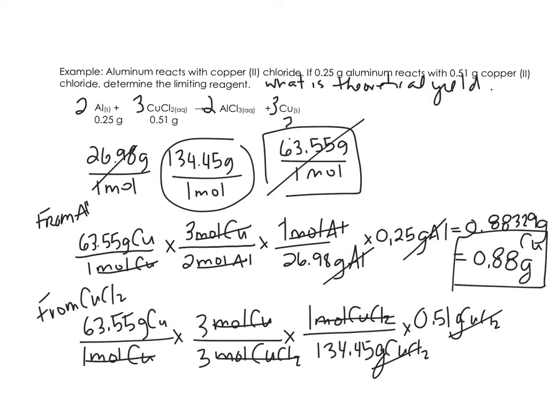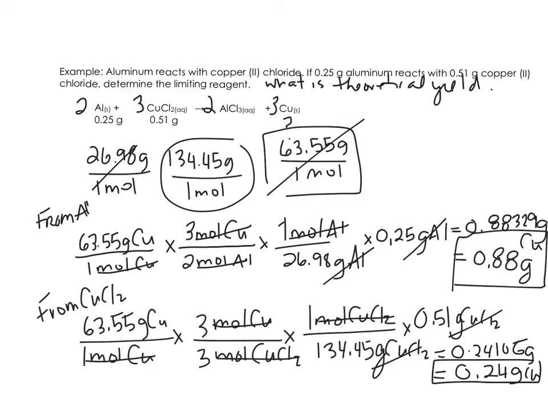So now do the math. 63.55 times 3 times 1 times 0.51 divided by 1 divided by 3 divided by 134.45. And you will get 0.24106 grams of copper, which is 0.24 grams when you round it off to 2 sig figs.